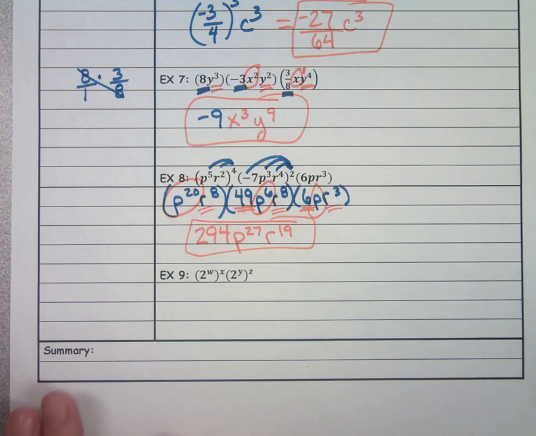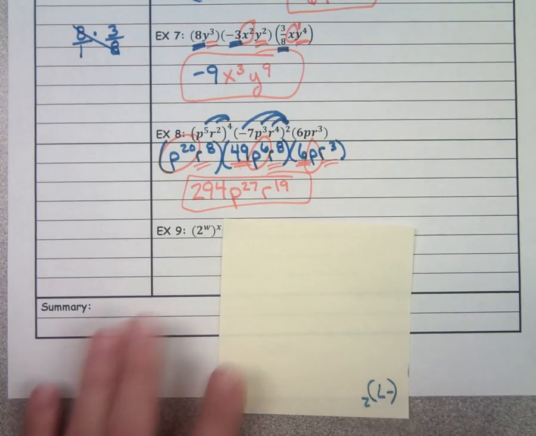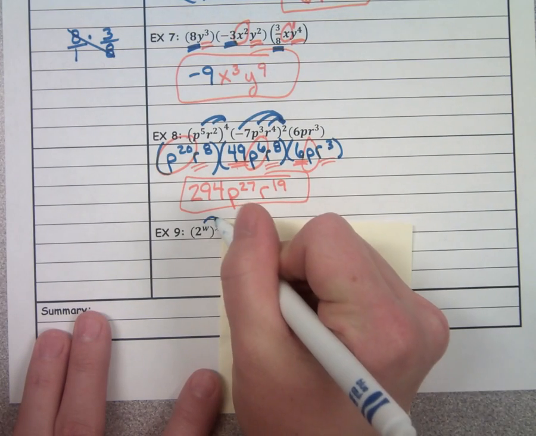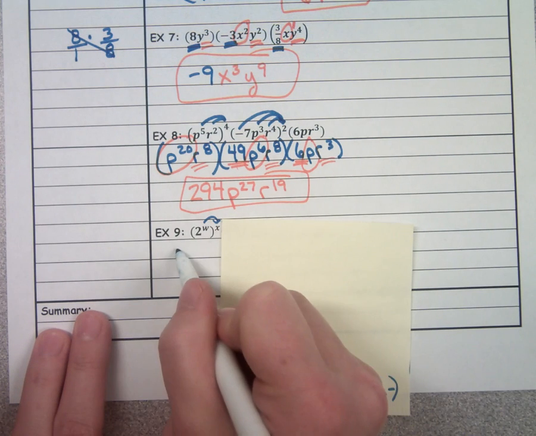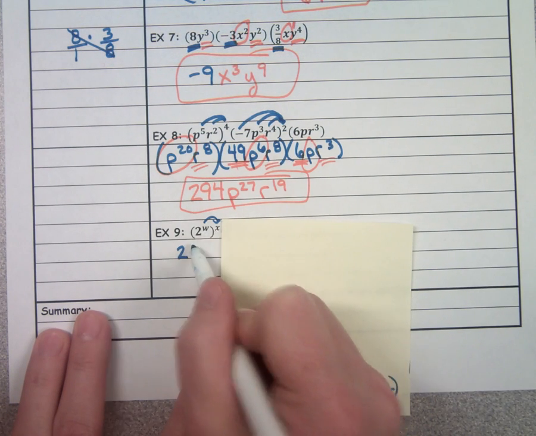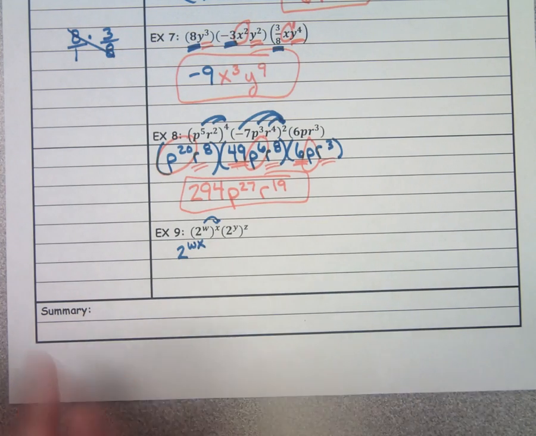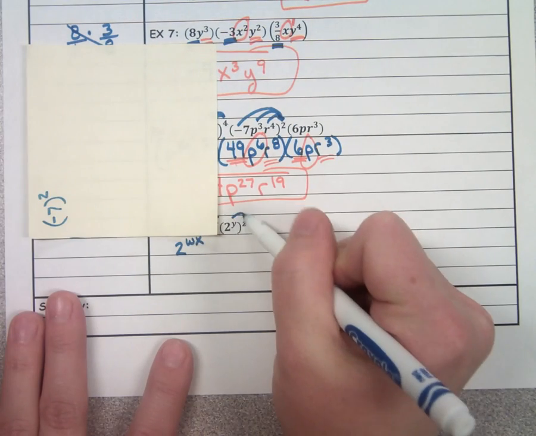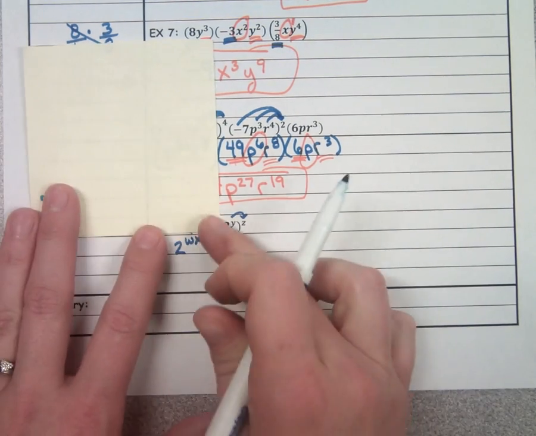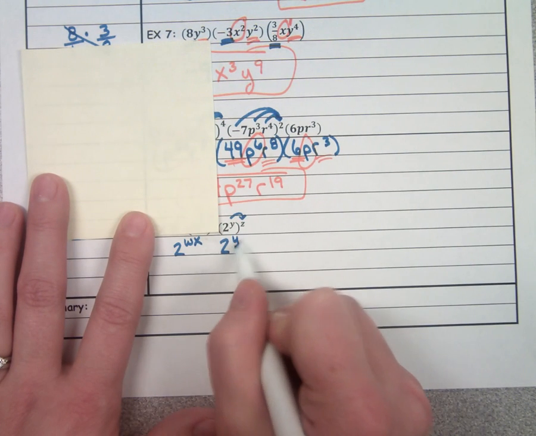Okay, one last problem. He looks a little funky, but it's not that bad. Okay, we just need to know our rules. When you raise an exponent to another exponent, what do you do with the exponents? Multiply them. So w times x is just wx. Okay, back here. What do you do when you raise an exponent to an exponent? You just multiply the exponents. So y times z is yz.